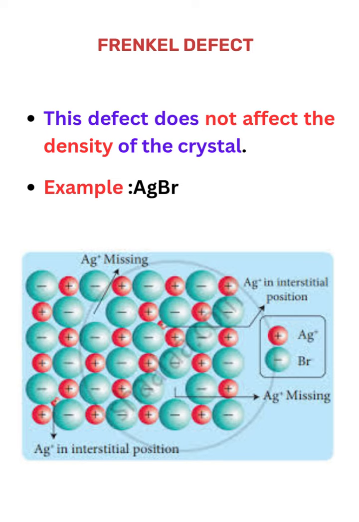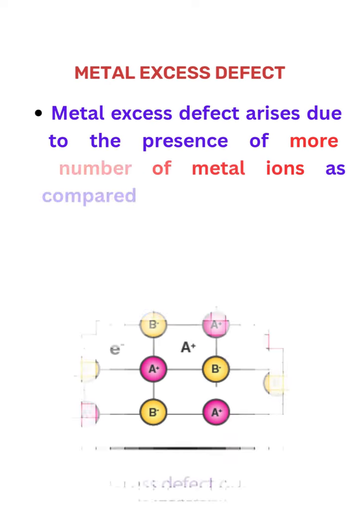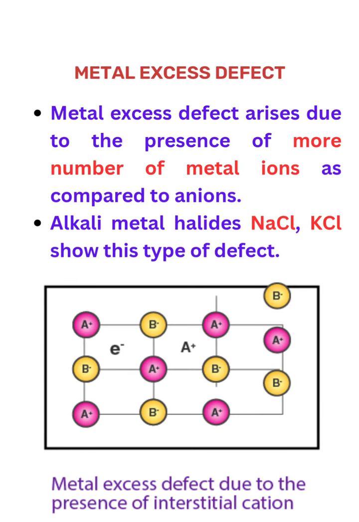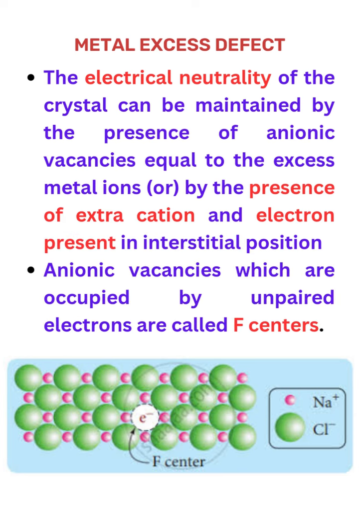The next one is metal excess defect. Metal excess defect arises due to the presence of a larger number of metal ions, cations, as compared to the anions. Alkali metal halides, sodium chloride and potassium chloride, show metal excess defect. Here the electrical neutrality of the crystal is maintained by the presence of anionic vacancies equal to the excess of metal ions, or by the presence of cations and electrons in the interstitial positions, called F centers.